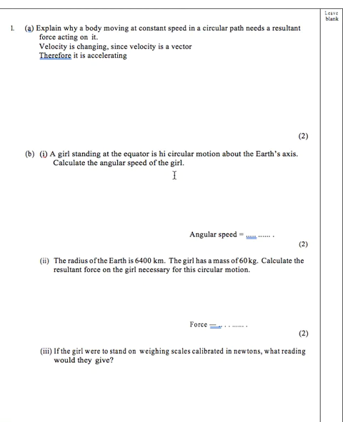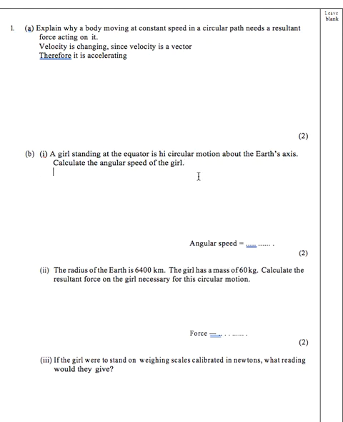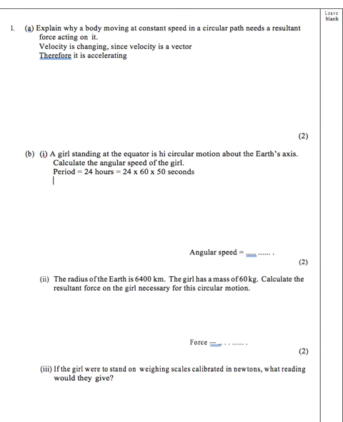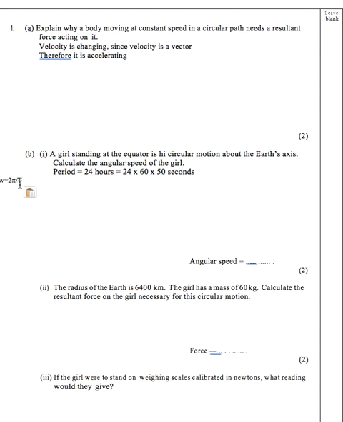B part 1. Then we have a girl standing at the equator is in circular orbit about the Earth's axis. Calculate the angular speed of the girl. Well, the period of rotation here is 24 hours, which is 24 times 60 times 60 seconds, of course. And we know that the angular speed omega is 2 pi over t.